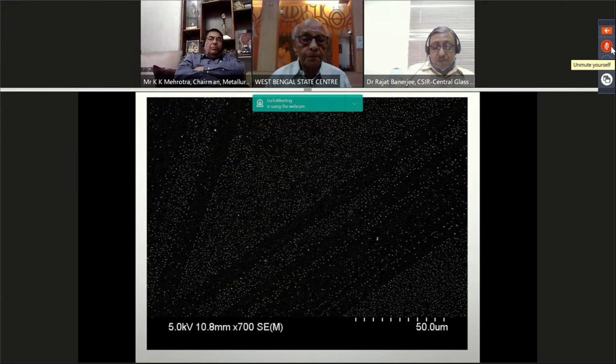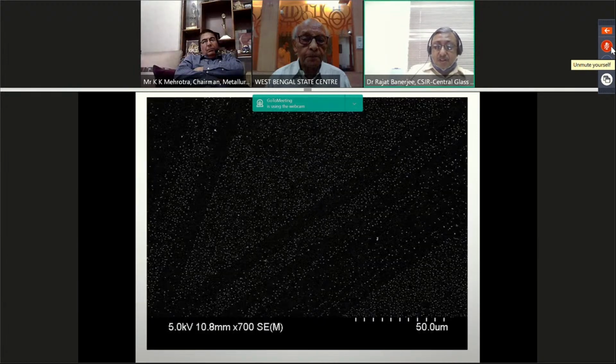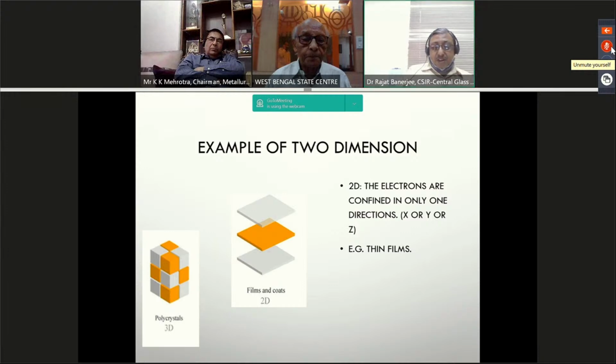Yeah, so this is the one dimension. Later on I will show you that this is called the quantum dot, which we are seeing here. Sorry, we call this a zero dimension. This is the one dimension, that is carbon nanotubes and nanofibers. These are all one dimension. And two dimension is basically a thin film.